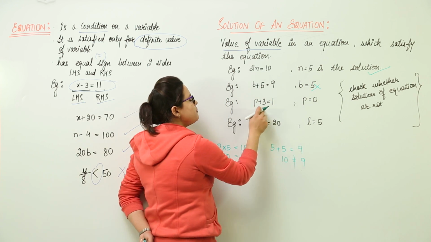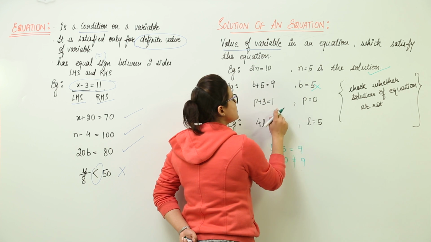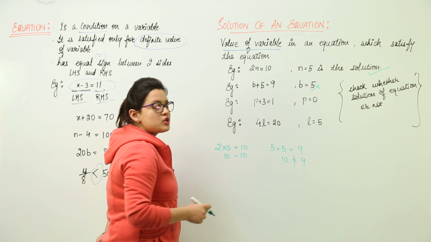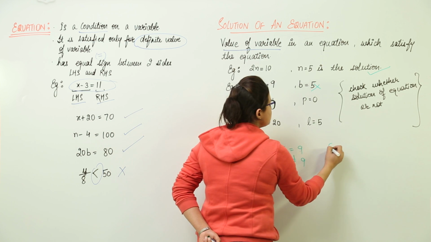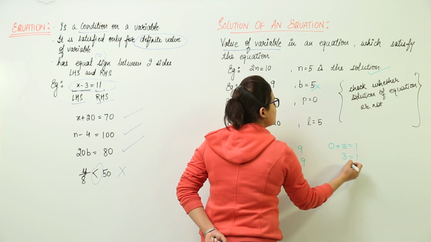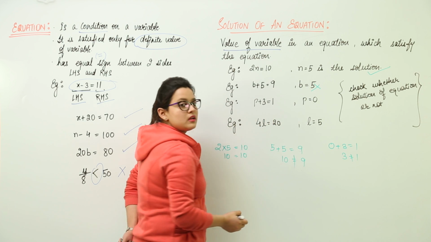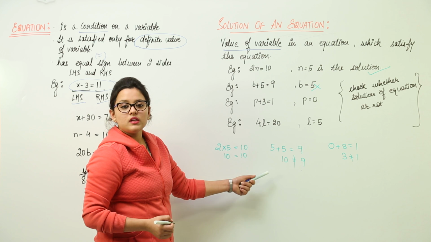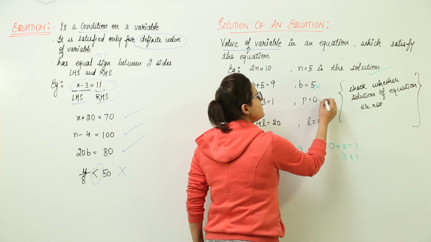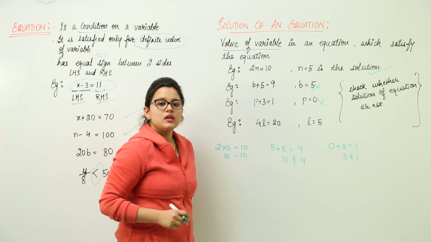Moving to the next, p + 3 = 1 is the equation and p = 0 is the solution which is to be checked. So we put the value of p = 0 over here, and on the left hand side we get 3, but on the right hand side we have 1. So here we have left hand side not equal to the right hand side. So again we can say that this is not the solution for this equation.